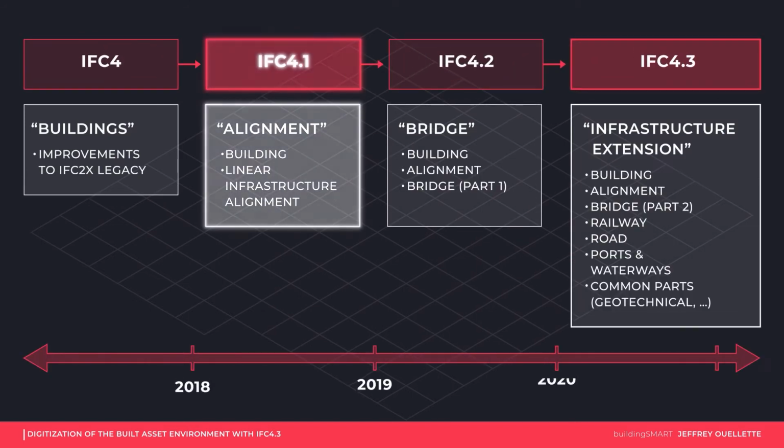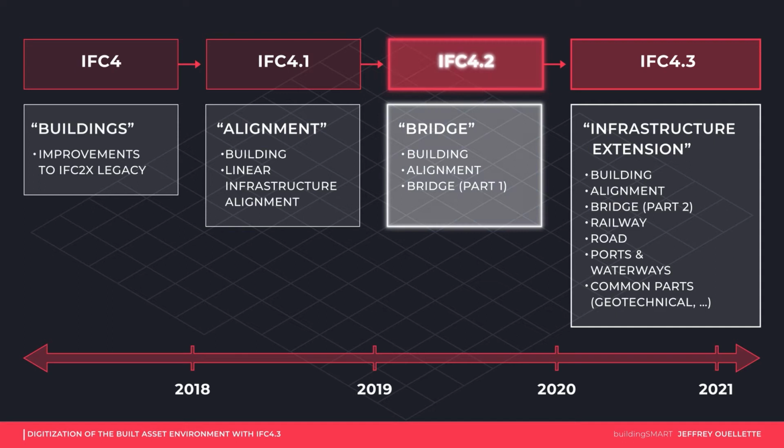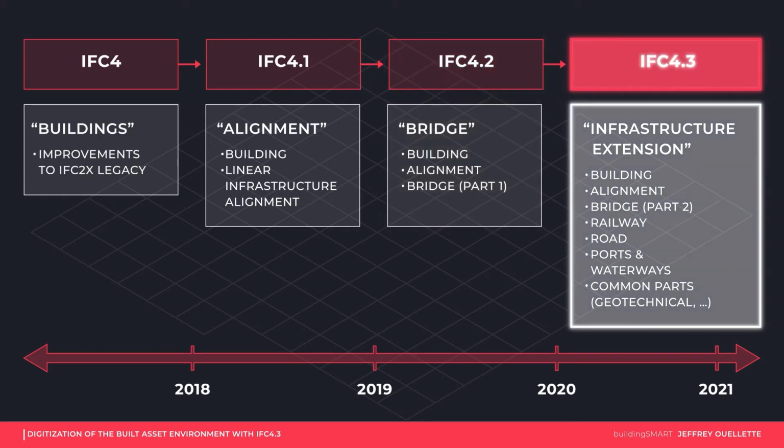Last year I was talking about IFC 4.1, which included the existing building domain aspects, as well as the new foundations for infrastructure with the introduction of linear infrastructure alignment. Soon after that, IFC 4.2 introduced schema extensions for the first of the infrastructure domains, bridges. Earlier this year, work on the railway, road, and ports and waterways domains, as well as the various common infrastructure concepts, was finished, resulting in IFC 4.3, the new candidate standard.